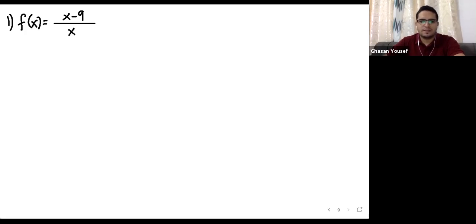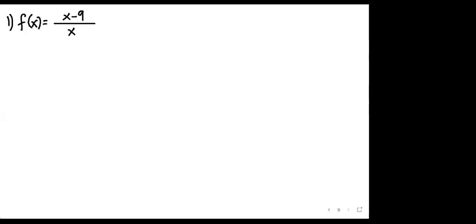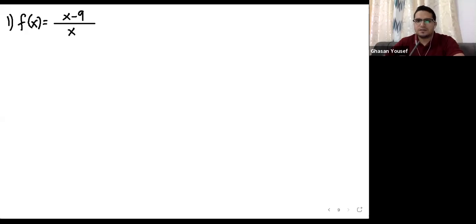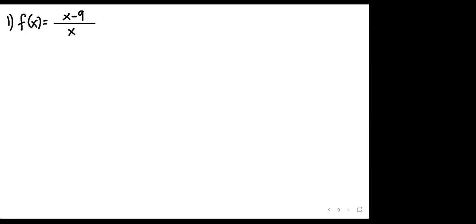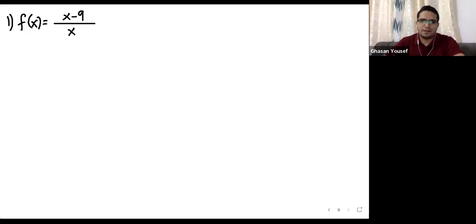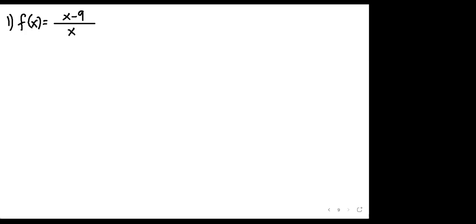If I plug in 3, the same thing: 3 minus 9 is minus 6, and minus 6 over 3 is minus 2. So it gives me a value. Correct. So all positive numbers will be defined if I plug them inside this function. I'm asking about the positive numbers right now. Okay, what about the negative numbers? Can I plug in minus 1, minus 2, minus 3, or any negative number? Yes, they will not give me any issue.